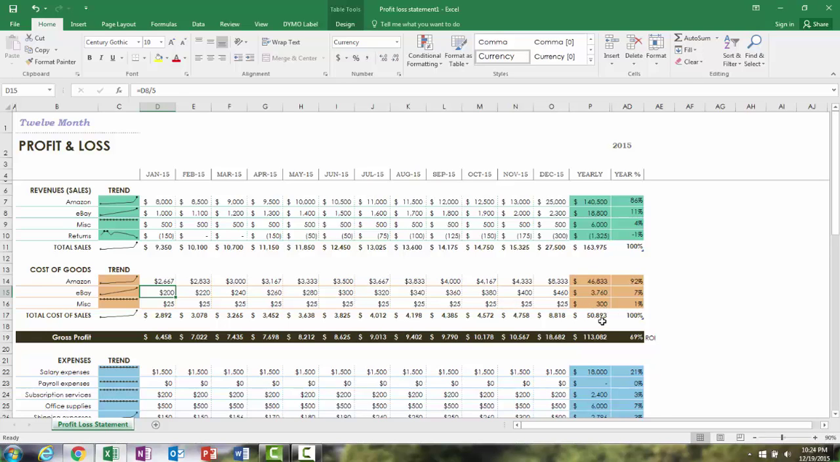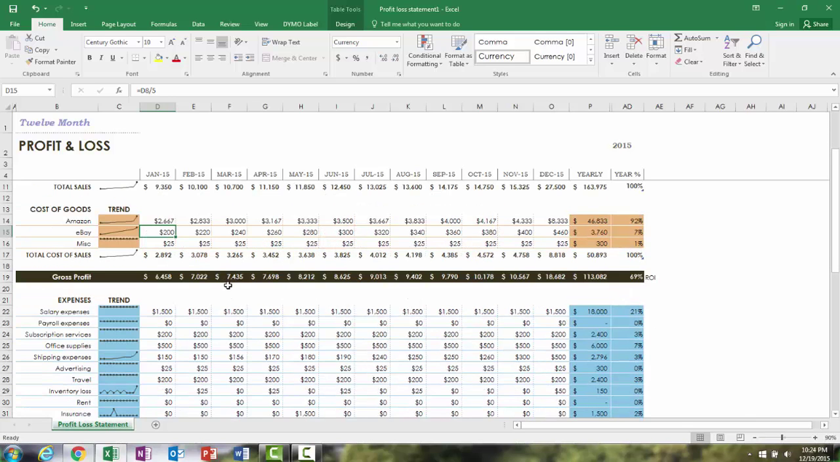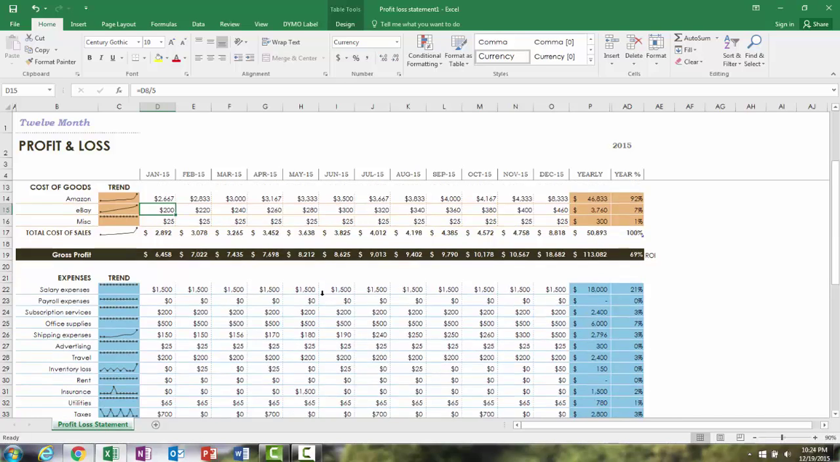So what we have here basically is $50,893 for our cost of goods, which gives us a 69% ROI for the year. For your gross sales, or your gross profit, that's $113,082, which is pretty good.